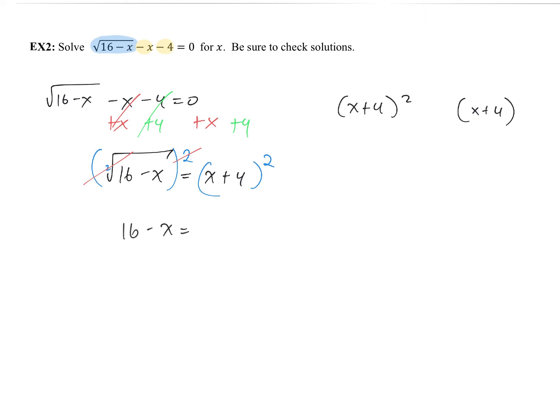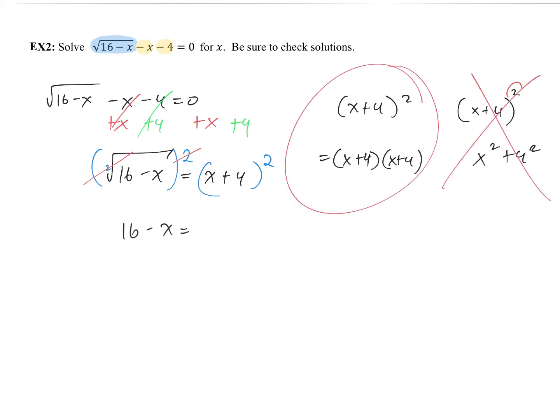Which one does this equal? Does it equal x plus 4 times x plus 4? Or does it equal x squared plus 4 squared? Which one do you think it is? The answer is this one. It is not this. We do not distribute the 2 in. Why not, you might say? I thought that works. It only works if it's multiplication on the inside. This is addition. It does not work.